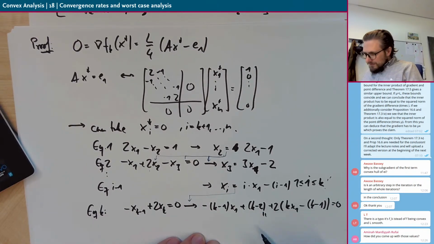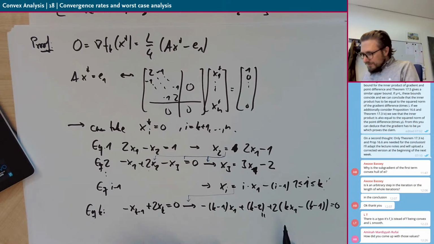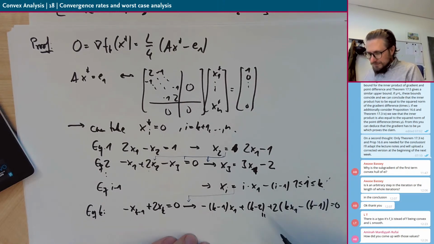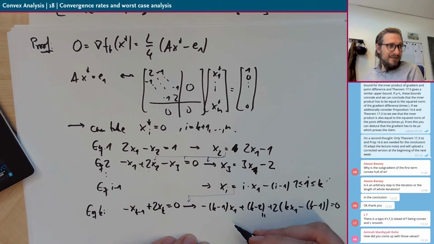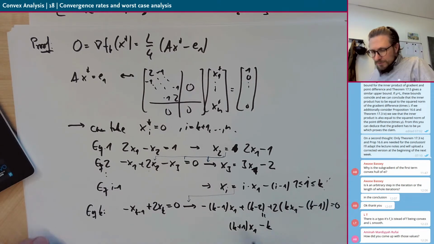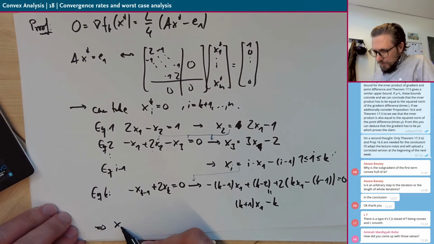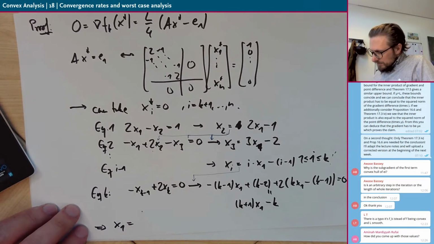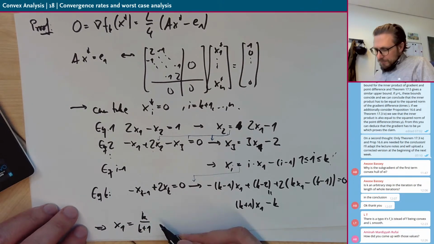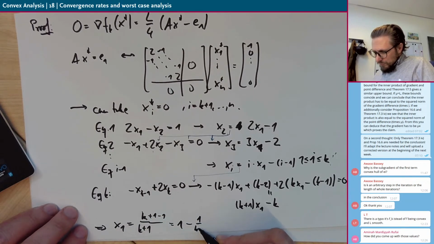So this is now an equation which just contains x1, and we can solve for x1. If we clean up what is happening here, we see that this is equal to (k plus 1) x1 minus k. So this has to be 0, and hence x1 is equal to k divided by k plus 1. We could write it differently as 1 minus 1 over k plus 1.